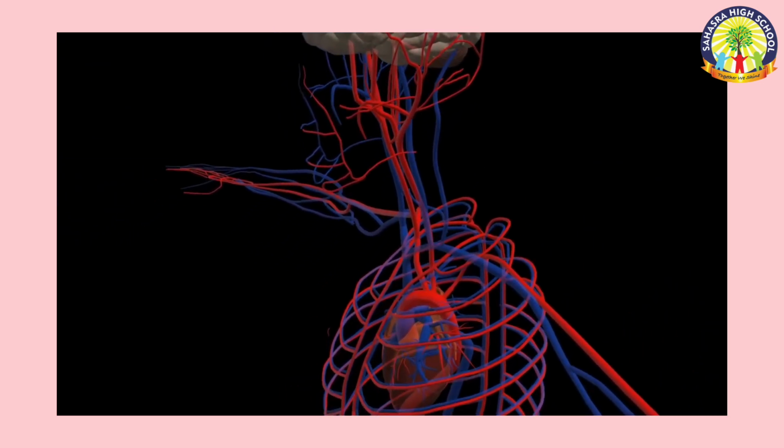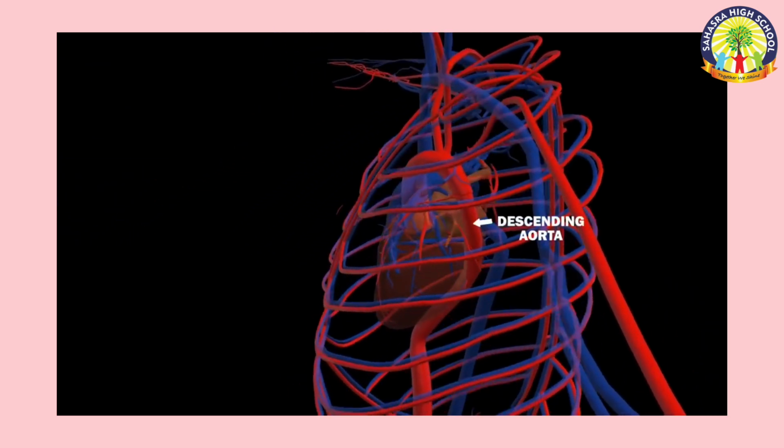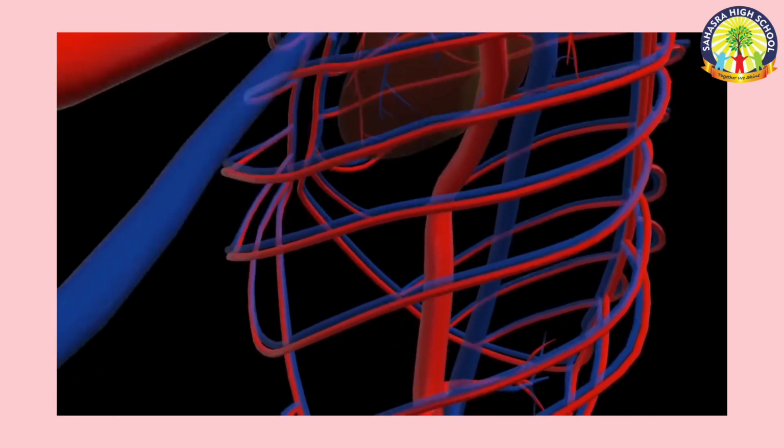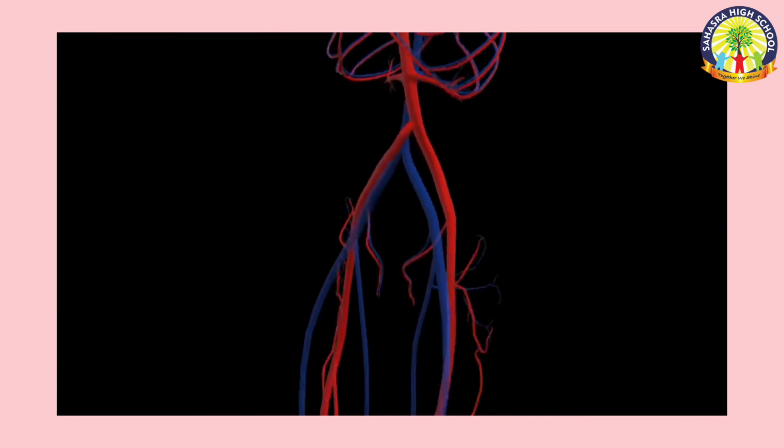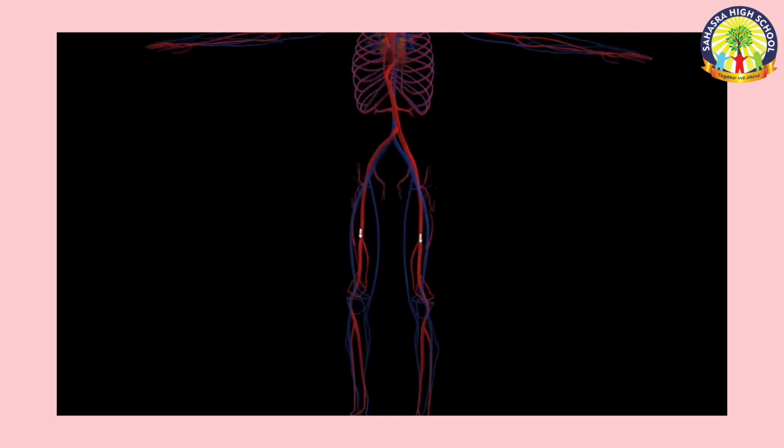Then the aorta curls downwards behind the heart, forming the descending aorta, which descends through the chest and continues down through the abdomen. In the abdomen, the descending aorta splits to supply the pelvis and legs with blood.